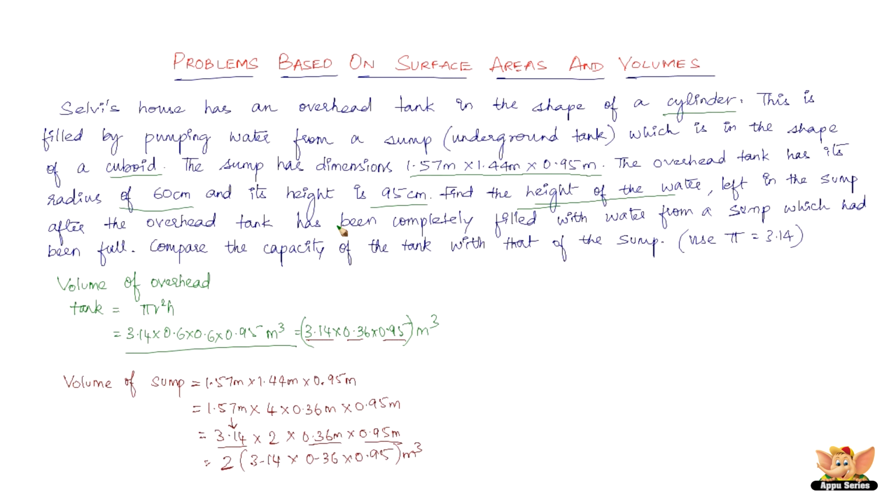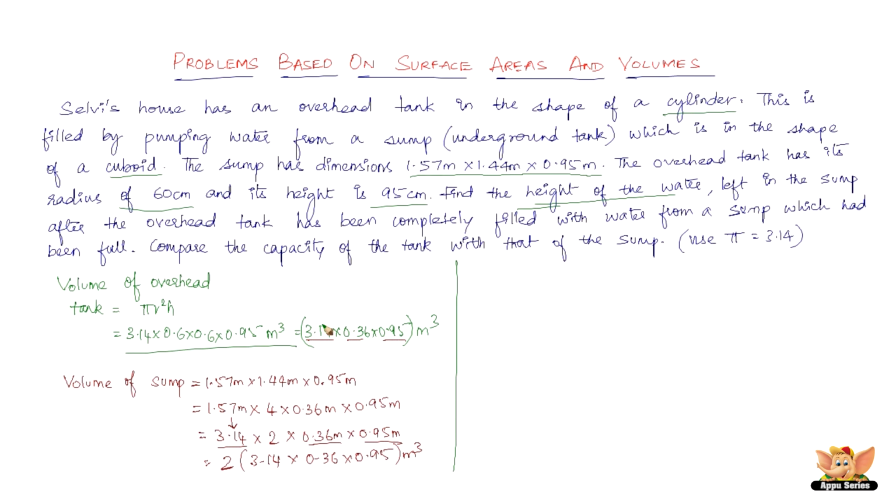So that's done. So now we just have to find the height of the water that is left in the sump after the overhead tank is filled from the sump. So let's go to that. Now, just to avoid all the multiplication, as I told you at the start of the problem, we just have to find the volume of the overhead tank and volume of the sump, and you subtract both the volumes and you'll know what is the water left in the sump.